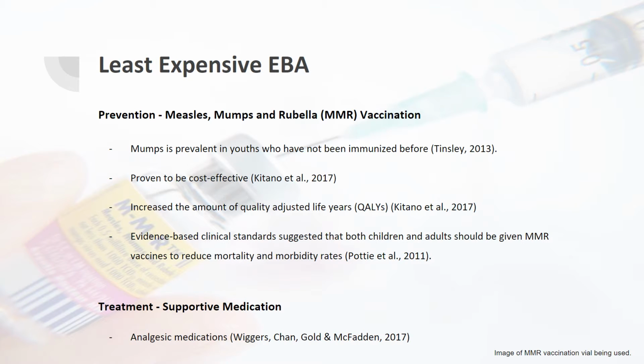The least expensive evidence-based approach would be firstly the MMR vaccination, which is a preventative strategy. Children aged between 18 months and 14 years are eligible for the first dose of the vaccination.